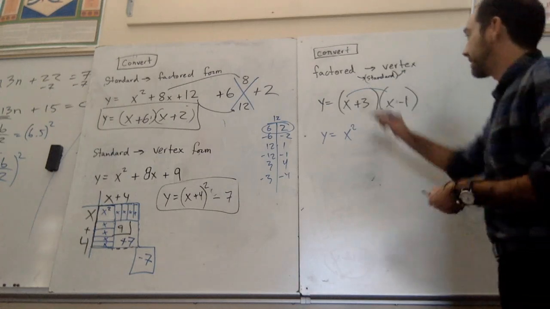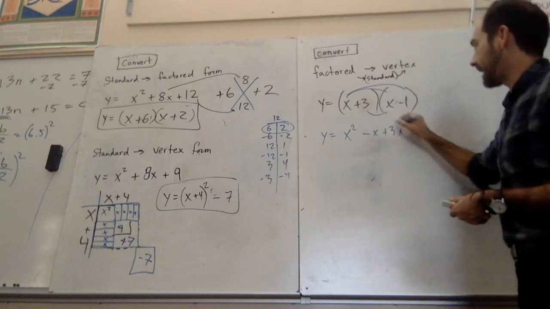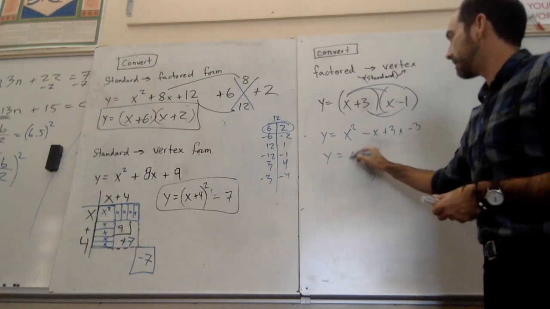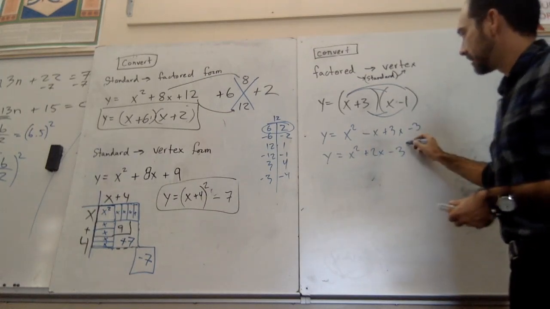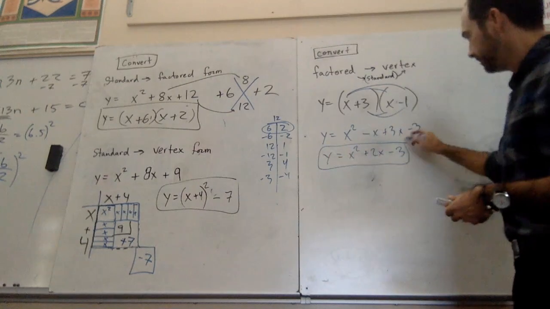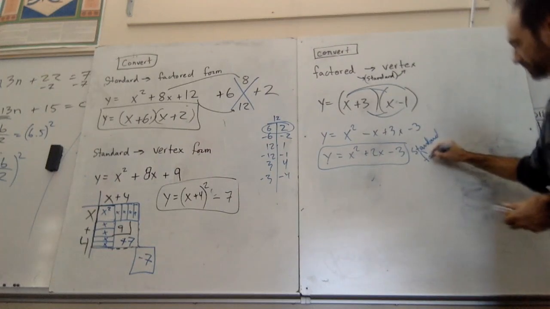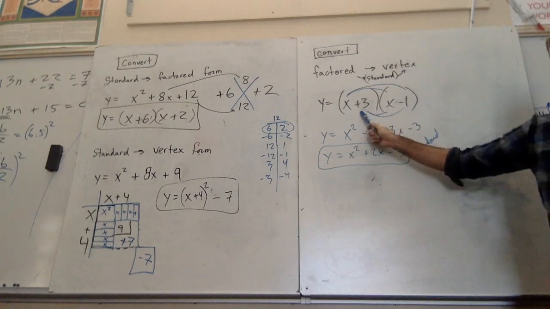Okay, outer, negative x, inner, plus 3x, last, minus 3. Combine them, we got standard form done. Good. Standard. It's just FOIL. First, outer, inner, last. We have two binomials.